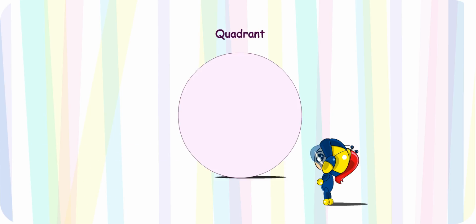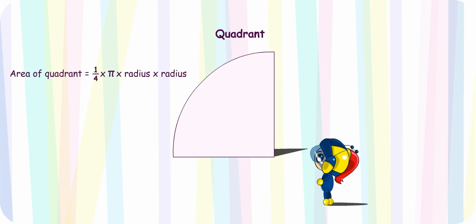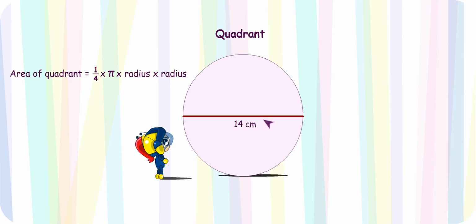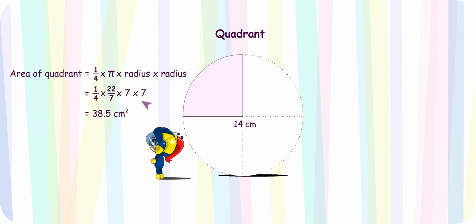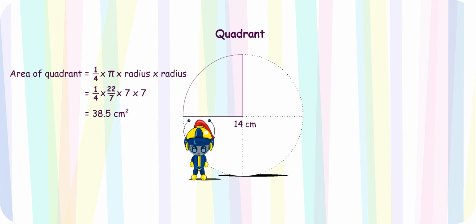What about finding the area of a quadrant? A quadrant is a circle that is cut into 4 equal pieces. Similarly, the area of the quadrant is 1/4 of that of the circle. Thus, the formula for finding the area of a quadrant is 1/4 times pi times radius times radius. The diameter of this circle is 14 centimeters. Thus, the area of its quadrant is 1/4 times 22 over 7 times 7 times 7 square centimeters, which is 38.5 square centimeters. Okay, I know now how to find the area of a semicircle or a quadrant.